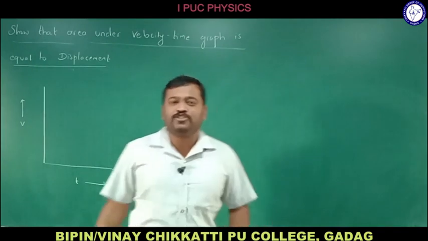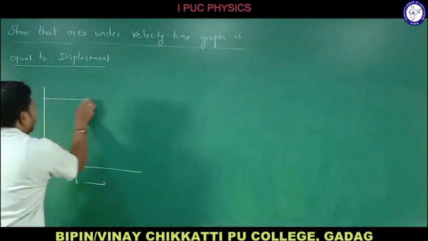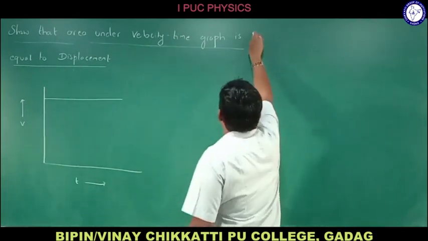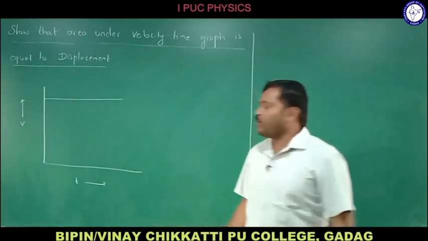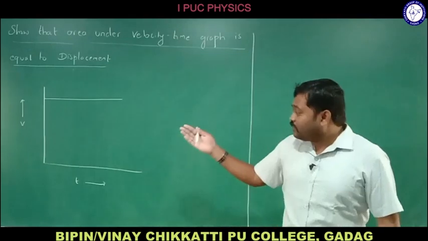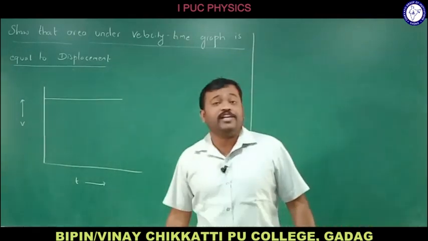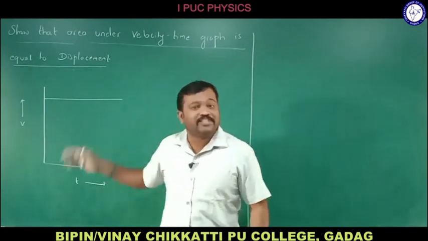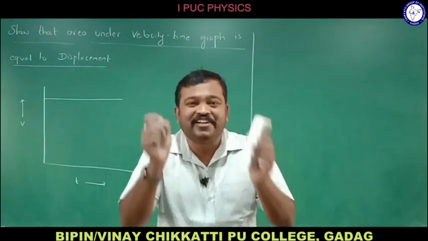Okay, let me take a situation, right? Let me take it like this. How is this motion? This is the velocity time graph, right? Come on, tell me how the body is moving. As time passes, velocity is not changing at all. It means the body is moving with a constant velocity.